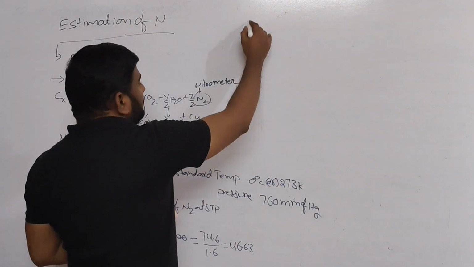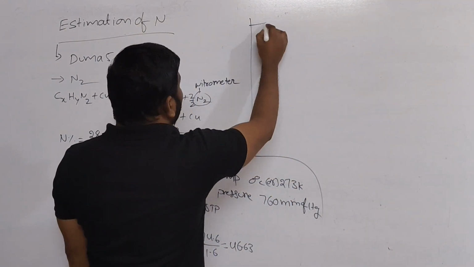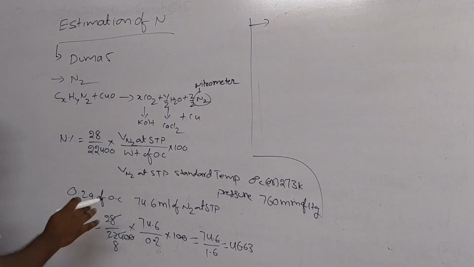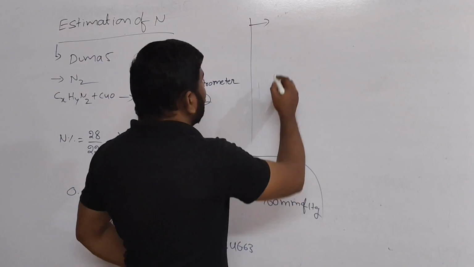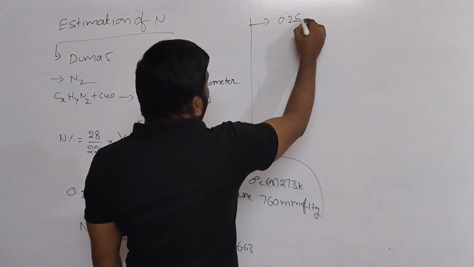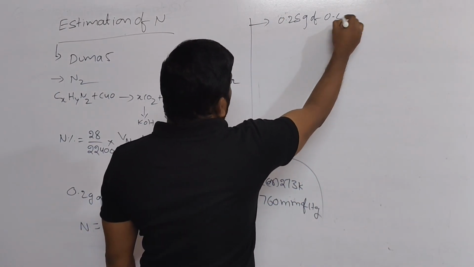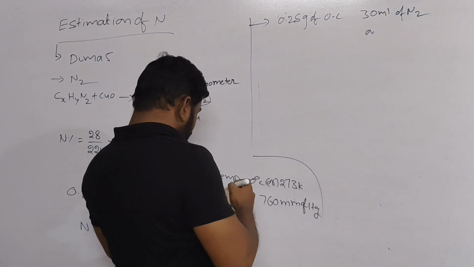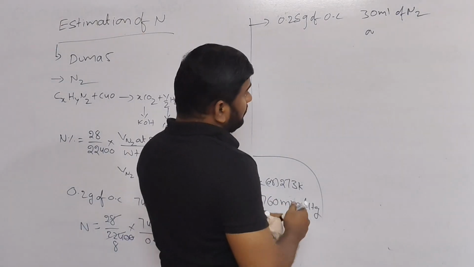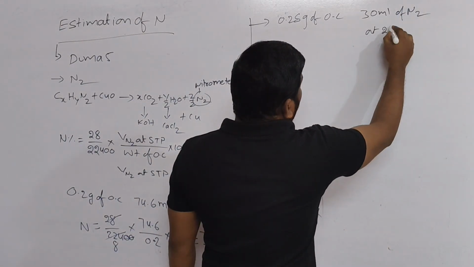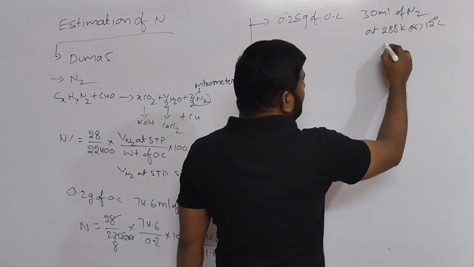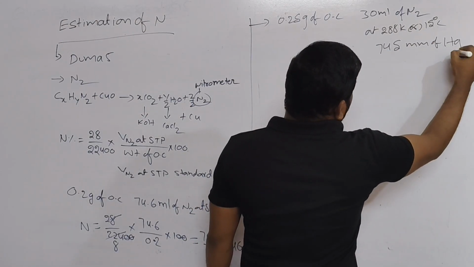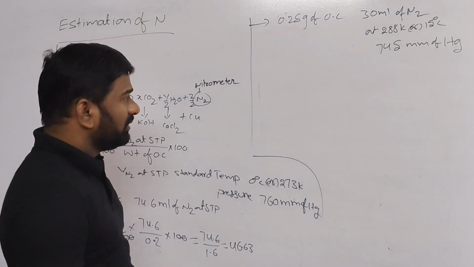Next one. Sometimes they will not give the volume of N2 at STP directly. Here we will take one more problem. 0.25 grams of an organic compound gives 30 ml of N2 at 288 K and at a pressure of 745 mm of Hg.